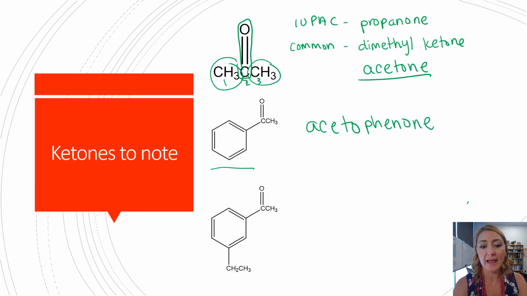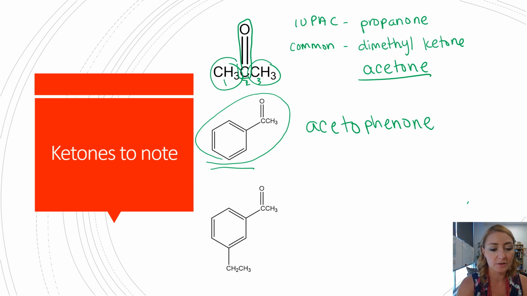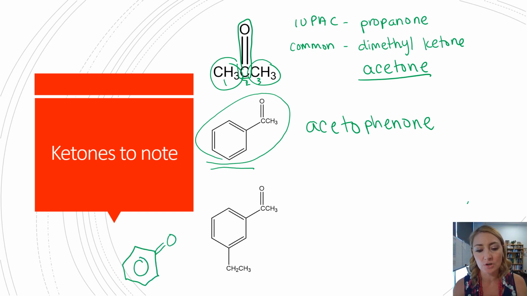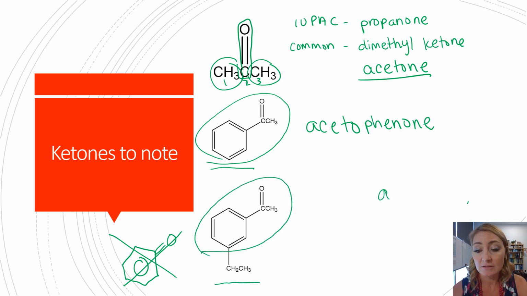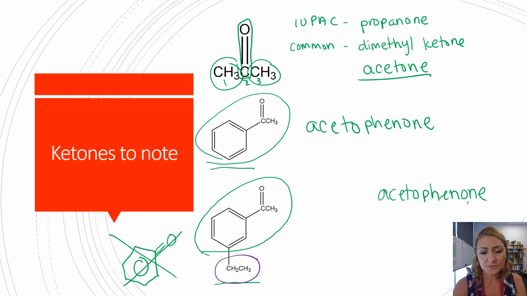This is treated as the parent chain. So if you see a ketone coming off of the benzene ring, and it will never directly come off of, you're never going to see it directly come off. That's too many bonds for a carbon. You will never see that. But if you see a ketone coming off of an aromatic, it's acetophenone. If we had additional branches, we treat acetophenone as the parent chain. So acetophenone is my parent chain, and then I deal with the position of that branch. So I have an ethyl group that is in the 3rd position.